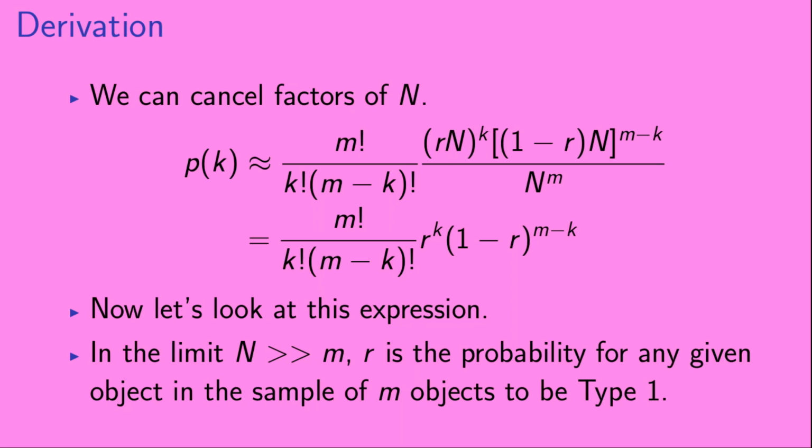Now let's look at this expression. In the limit that n is much greater than m, r is the probability for any given object in the sample of m objects to be type 1.